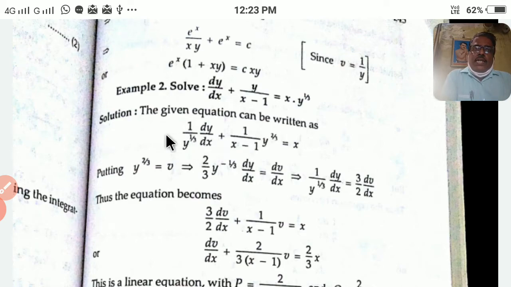Now here, dividing the whole equation by y^(1/3) gives 1/y^(1/3) dy/dx + 1/(x-1) y. When you divide the whole equation by y^(1/3), the y in the numerator becomes y^(1-1/3), since one y is already there. Then we get 1/y^(1/3) dy/dx, then 1/(x-1) divided by y^(1/3), and we have y in the numerator.